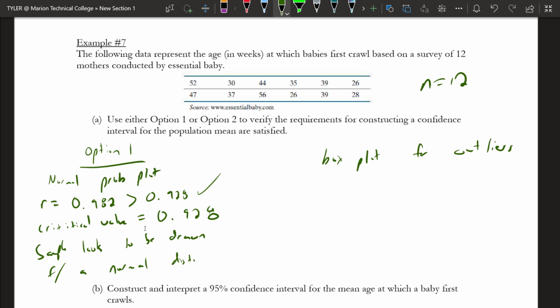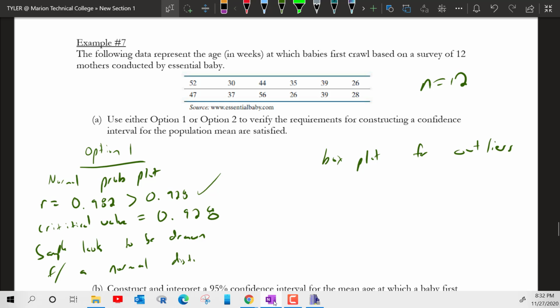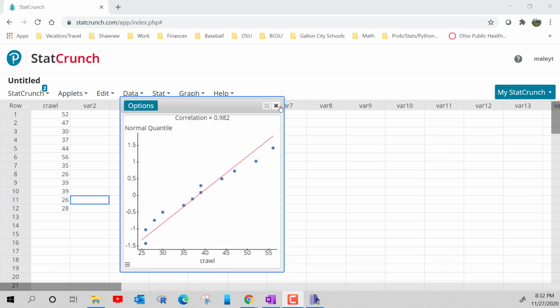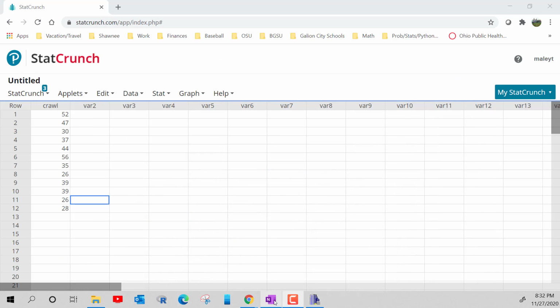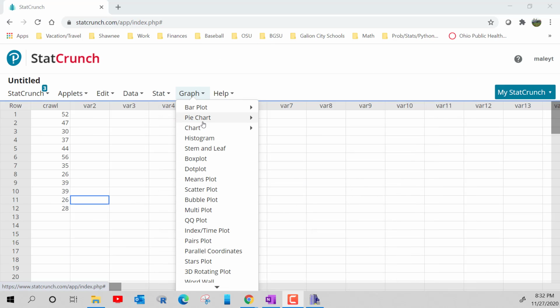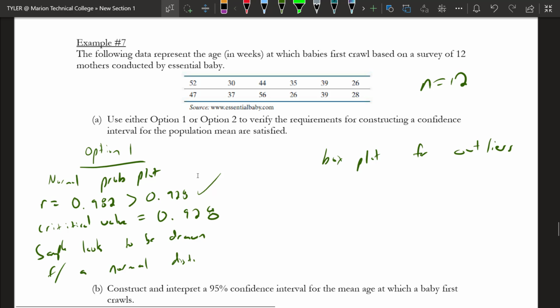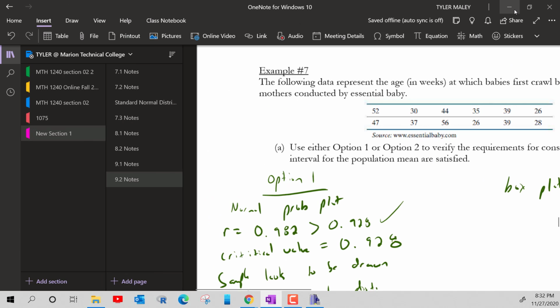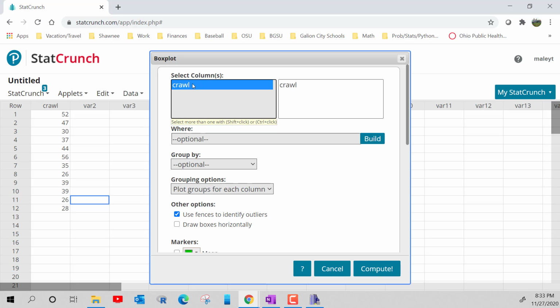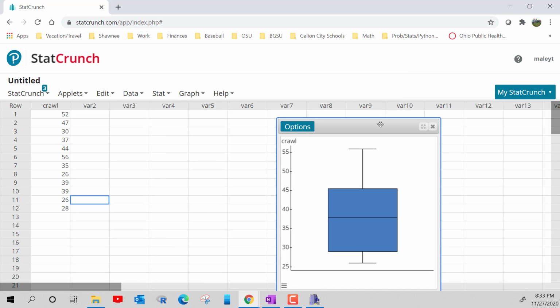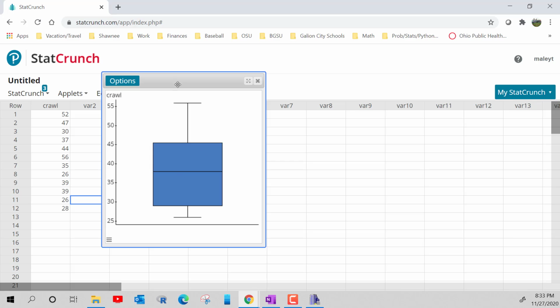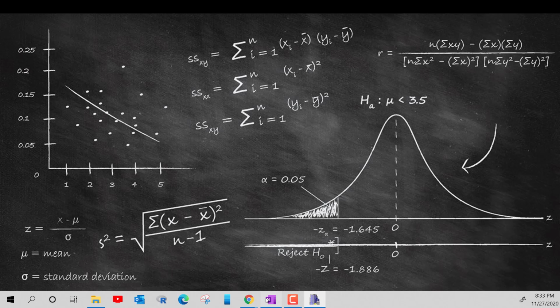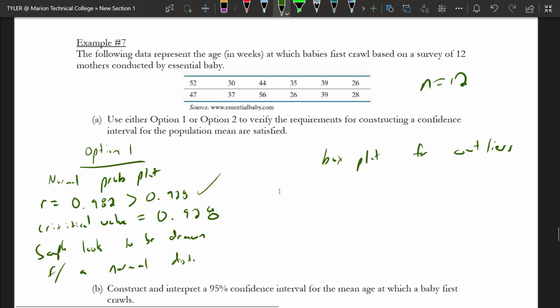So then the next thing that we need to check here for option 1 is we need to look at a box plot. So I need to go to graph, box plot. Oops, let me minimize this. There. And then hit crawl variable and hit compute. And what we're looking for in the box plot is, are there any outliers, right? Are there any dots? And there are not, right? So there's no outliers. So both of those things are met, right?